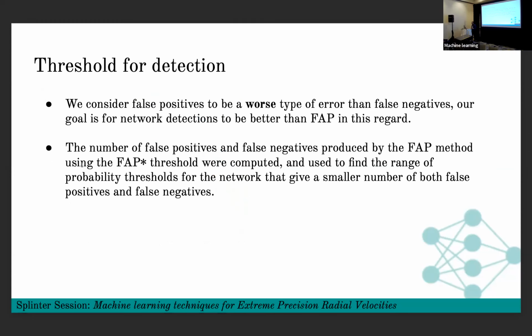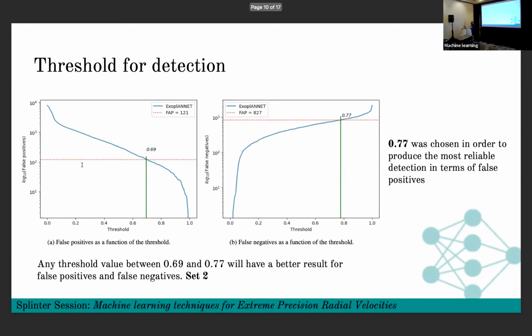Once the general performance has been analyzed, we want to find an adequate threshold for the neural network model. We use the false positives and false negatives of the FAP with its already mentioned classical threshold and use these values to find the range of thresholds for the network that gives the smallest numbers of both false positives and false negatives. In this image it can be seen that any threshold value for the network between 0.69 and 0.77 will have a better result for false positives and false negatives. So 0.77 was chosen to provide the most reliable detections in terms of false positives.